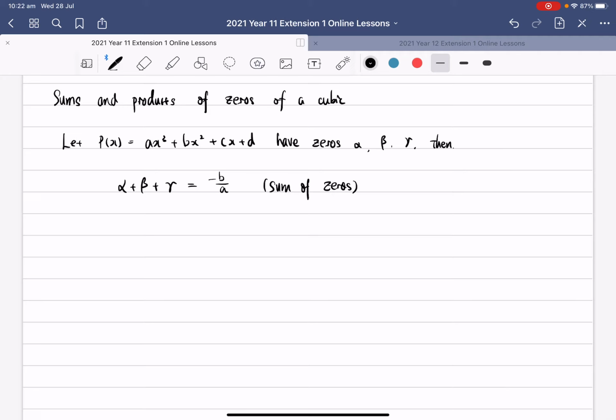Then the next one is not really the product of the zeros. It's actually the sum of the product of pairs of zeros. So we're going to do 2 at a time. So we're going to combine alpha and beta together, and then alpha and gamma, and beta and gamma. So it's going to be alpha beta plus alpha gamma plus beta gamma is equal to c on a. So this is still the sum of the product of pairs, okay?